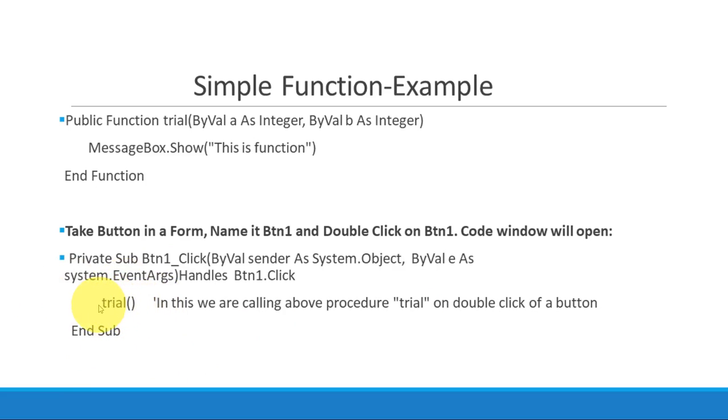So we are calling the trial function, and this will jump to this trial, because it is calling the trial function. And where is the trial function? The trial function is defined here. So within the trial function, what is written? MessageBox. So here we are calling trial, and here this is being called, and all the statements within this function will get executed. That is, it will display "This is a function."